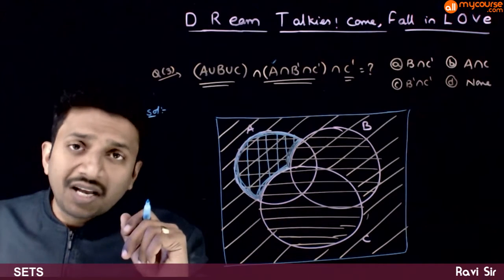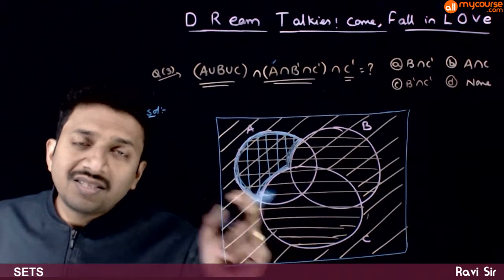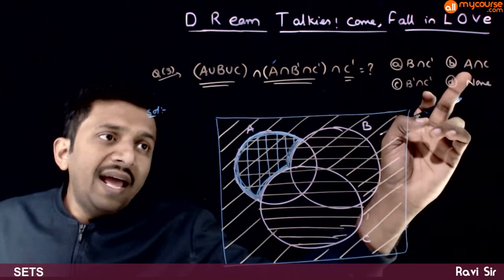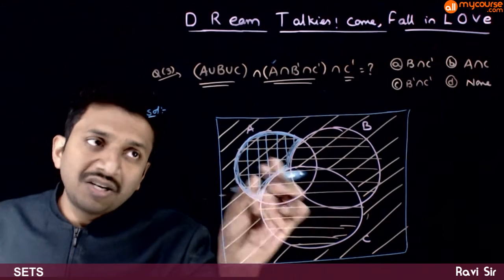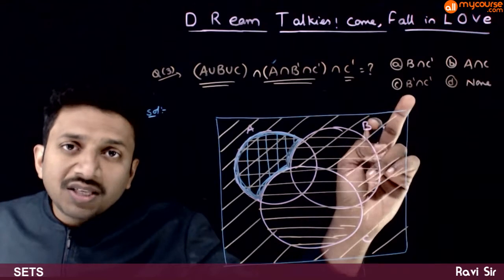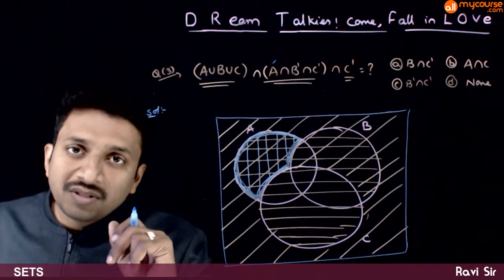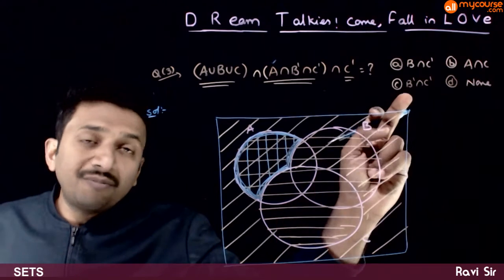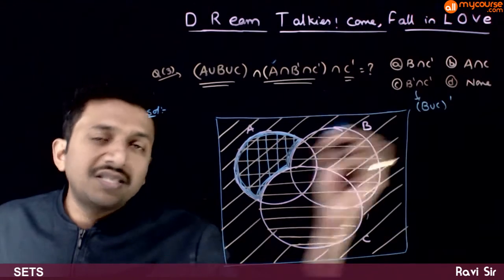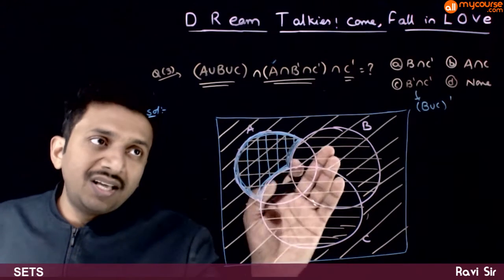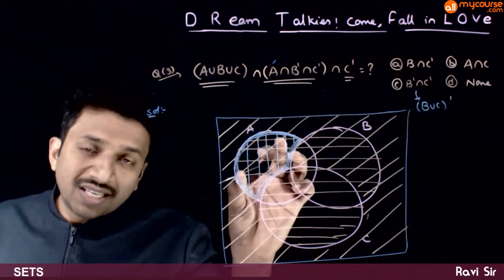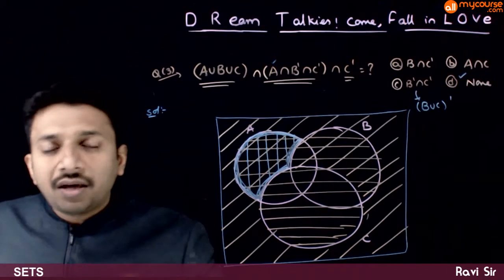B intersection C dash, elements in B but not in C. No. A intersection C is this region, not this region. B dash intersection C dash, elements which do not belong to B and do not belong to C. So if we just have B dash intersection C dash, this is nothing but B union C whole dash, everything except B union C. So you get the outside region also with this. So I just want this region. So answer is none of these.